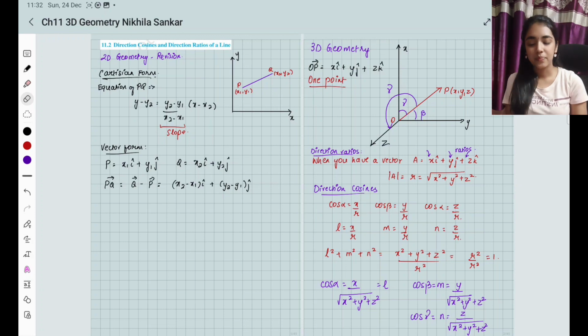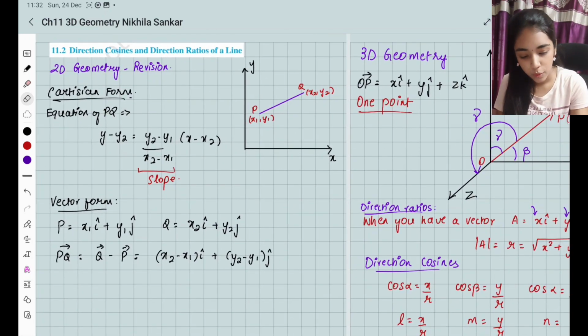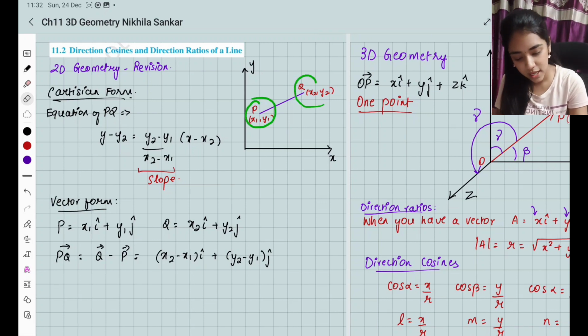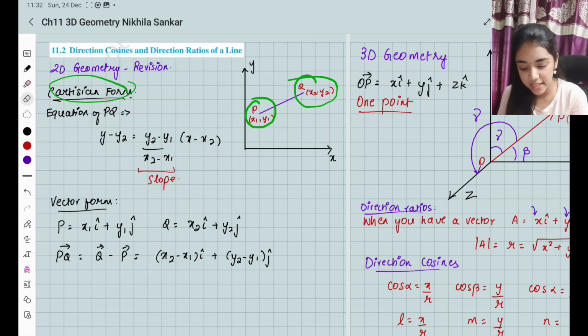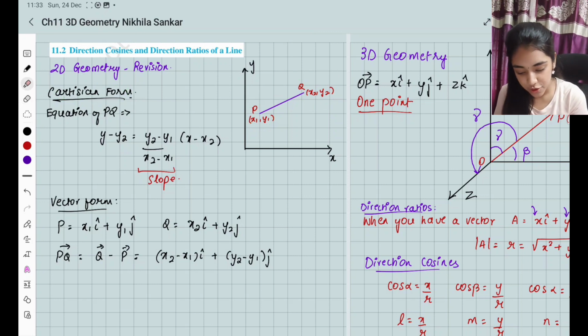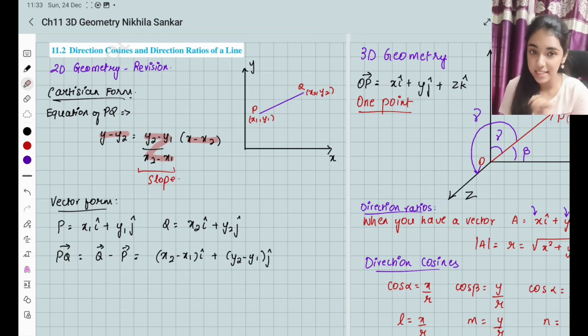Okay, done. இப்போ first 2D geometryஓட ஒரு குட்டி revision மட்டும் பண்ணிடுறேன். So, what do you guys know? In a 2D graph, you have the point P and you have the point Q. நமக்கு already Cartesian form தெரியும். And the equation of the graph is given by, what is it given by? Equation is going to be y minus y2 equals (y2 minus y1) divided by (x2 minus x1) times (x minus x2). இந்த form நம்ம படிச்சிருக்கோம். இது கிளாஸ் 11ல படிச்சது.